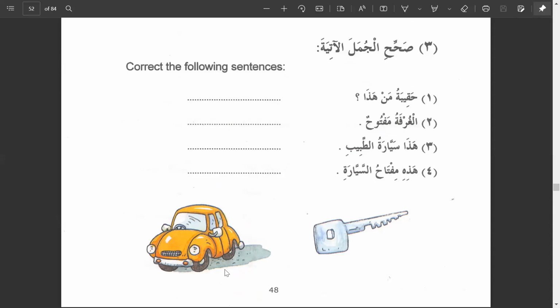Okay, let's do this exercise. Haqiba, you need to correct the sentence. Observe and watch it carefully. Where is the mistake? You need to correct it. Haqibatu man hadha. Haqibatu is?